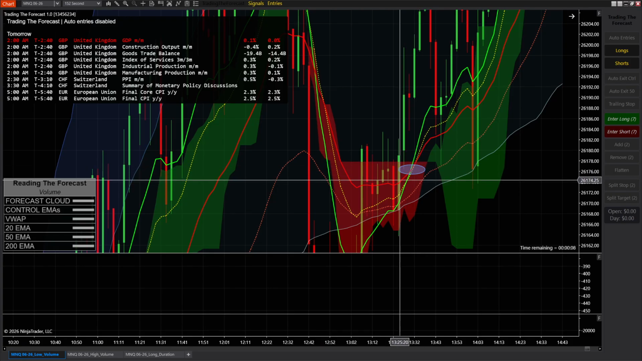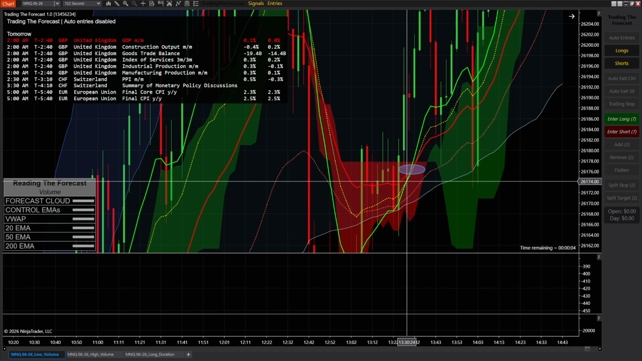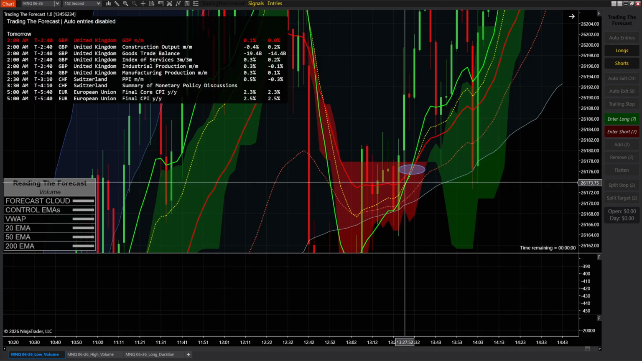That's your signal. Your alert would have gone off, probably right in here. The alert is an audio alert that says, hey, you're close to these EMAs crossing, so you might want to check the chart out to see if this is a place you might want to take a trade.